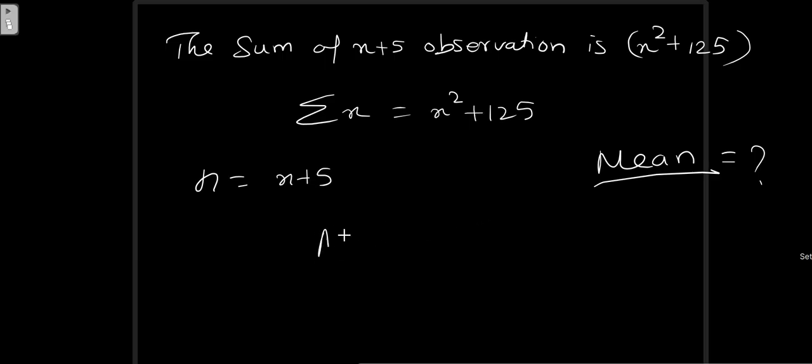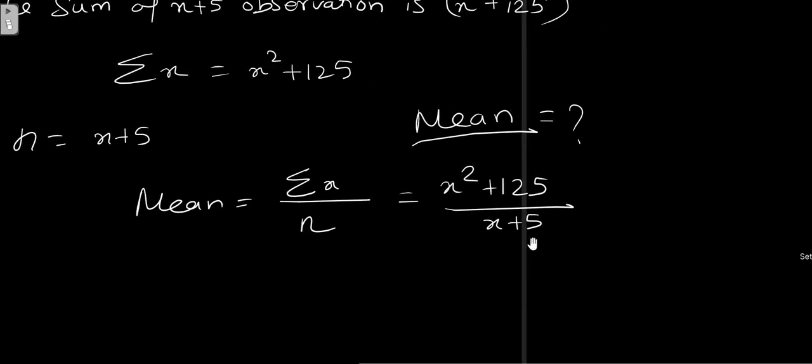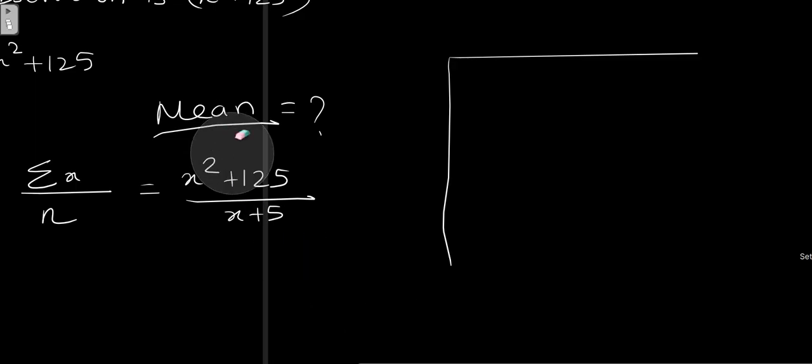So here we are asked to find the mean. What is mean? Mean is nothing but sum of observations divided by number of observations. Then the sum of observations is given as x square plus 125. Numbers will be x plus 5. So here simply we can do it. For that, I'm using this method, which is used in some exams to find this or that.